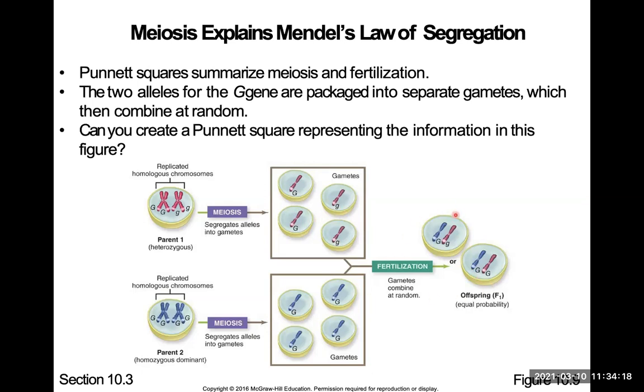So this is again independent assortment. There is an equal probability that you're going to get this or you're going to get this. It depends completely on independent assortment, and it happens randomly. This is known as the law of segregation. It's going to segregate the alleles into gametes through meiosis. So this is Mendel's law of segregation. You can create a Punnett square taking this information, and then you can look at the percentages.